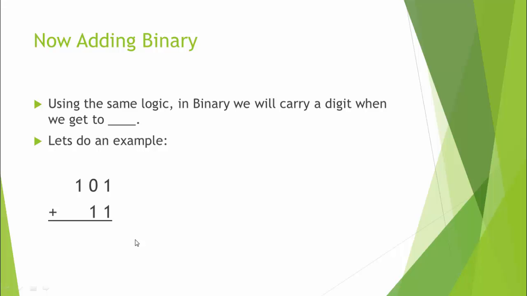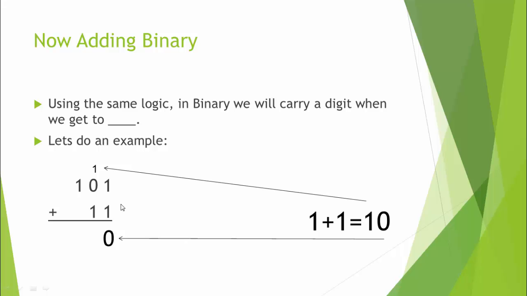So when we add binary, the only difference is we realize that we carry when we reach 2, not when we reach 10. So doing an example here, if we want to add binary 101 to 11, we have to take each column individually. 1 plus 1, though, is equal to 10. And then we put the 0 in the ones and add the 1 into the twos column. And if you can do this, you can add binary.